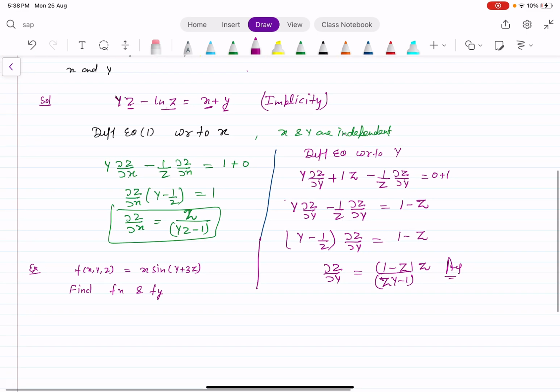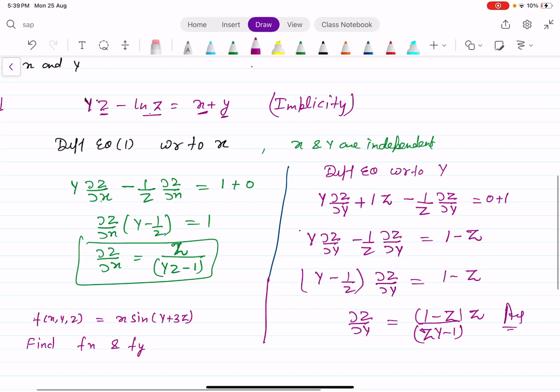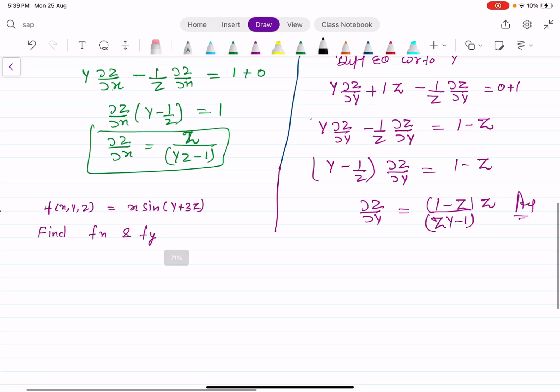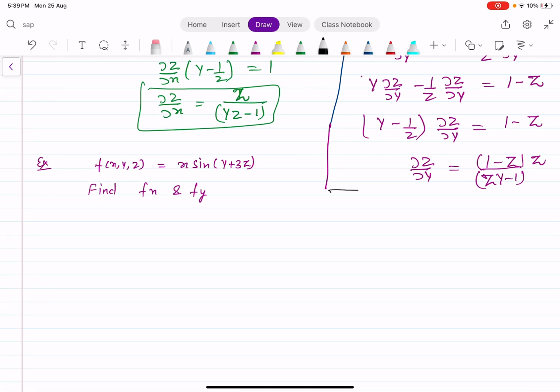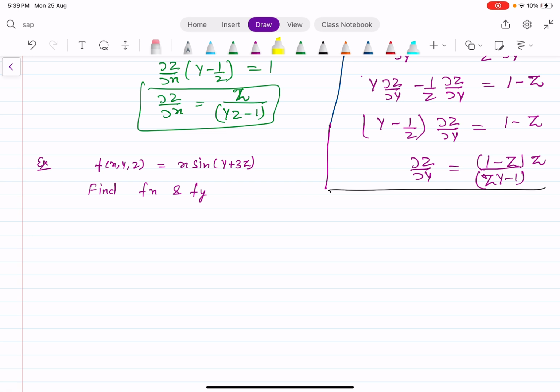So we can compute the value of ∂z/∂x and ∂z/∂y by this procedure. Now let's do the next question. The function is given as f(x,y,z) equal to x sin(y plus 3z). Now compute the value of fx and fy.